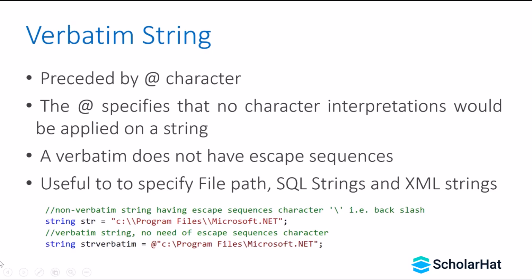So especially, let's say there is a non-verbatim string, let's say string str, and we are trying to define the path of the Microsoft.NET folder within the C drive and the program files. So to escape the sequence character, we have to use two slashes, like C colon, then two slashes, then two slashes for the Microsoft.NET. So instead of putting two slashes to escape the sequence character, a better way is to just use @ before the string, and now you can go with whatever file path you have as it is. Same thing we can do with XML strings and SQL strings as well.